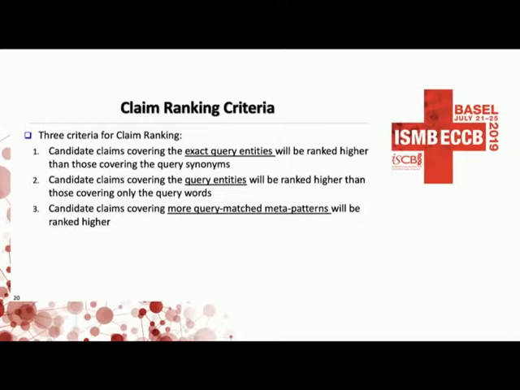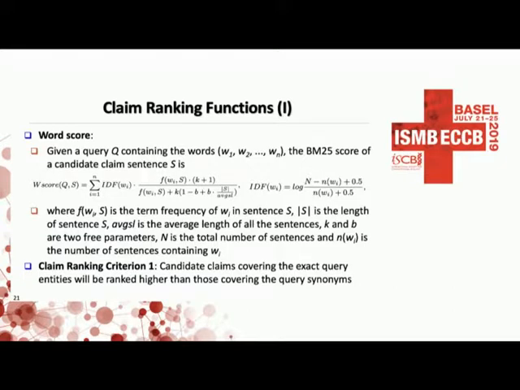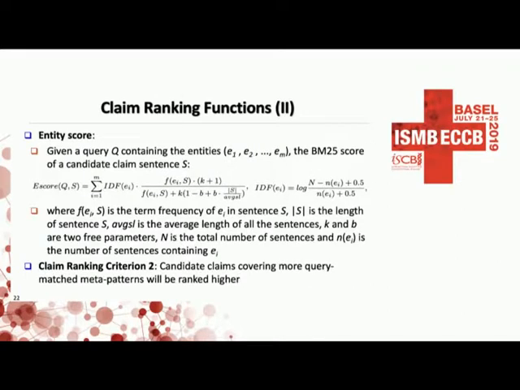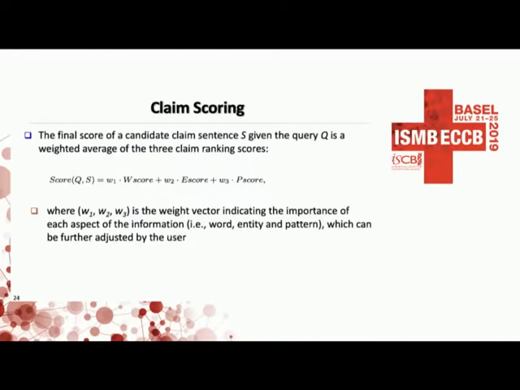Of course, there are detailed functional modules, but I will not have time to go over them. But you know, there are 3 functions related to these 3 different ranking criteria. Finally, we integrate all these 3 things together and get a general claim score. That means the most important, most matching one will be ranked higher, and the others will be ranked lower.